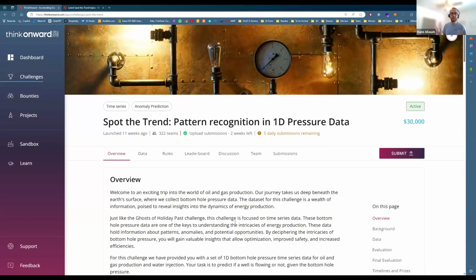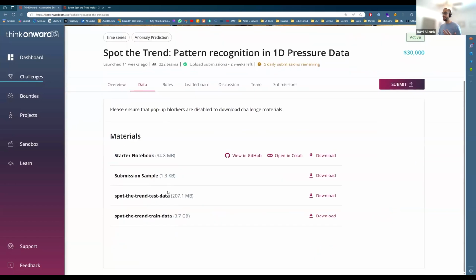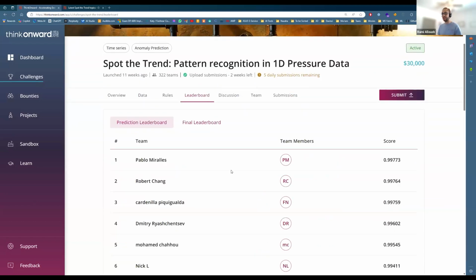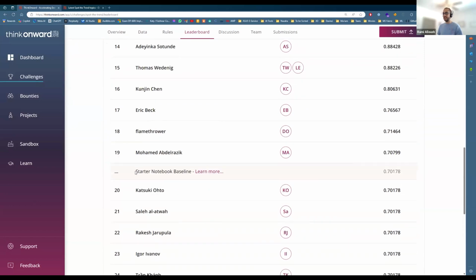I think we are very ready. I'm excited to really look at the data with you and explore this. So what do we do? The first step is to go to the data, right? And our target is to get 70%. That's our target. You can see here it says starter baseline 70%.